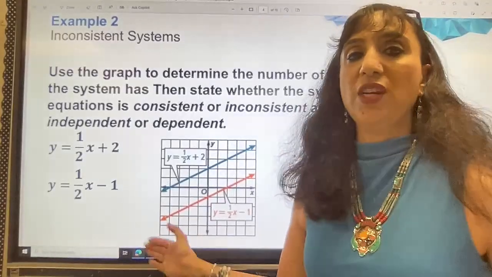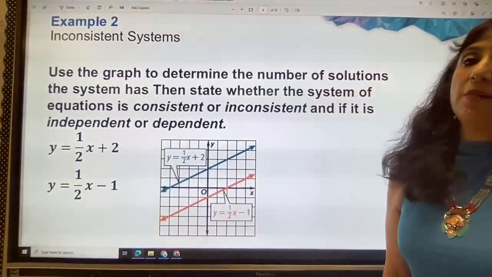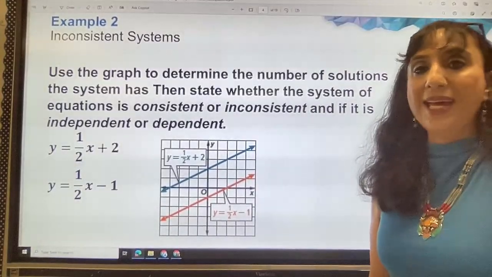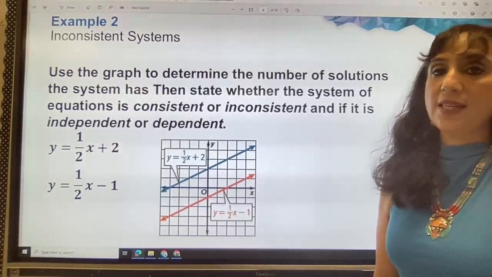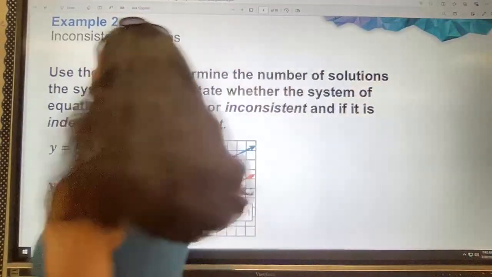Let's look at this question now. Use the graph to determine the number of solutions the system has. Then state whether the system of equations is consistent or inconsistent, and if it is independent or dependent.